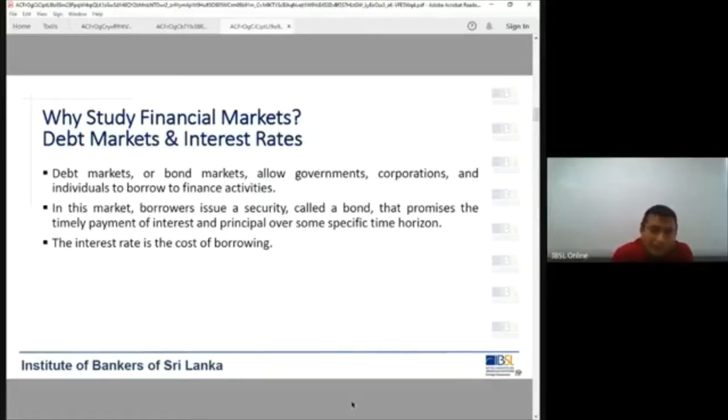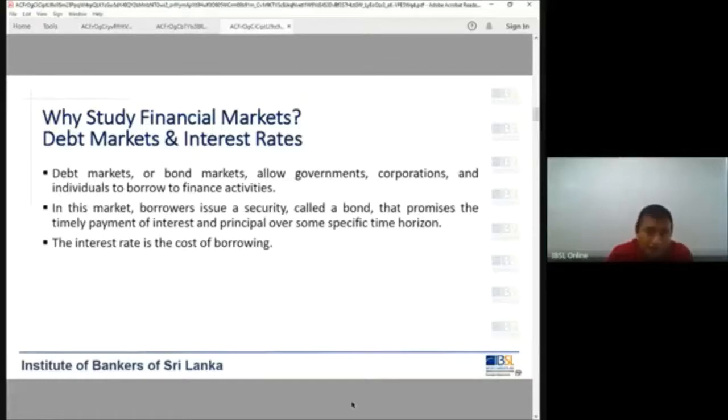So when it comes to financial markets, as I said, debt markets and interest rates are two very interesting concepts. Debt markets often refer to bond markets, where the entities who require funds borrow to finance their activities. In the debt market, they issue a security, either in paper form or now mostly in electronic form.